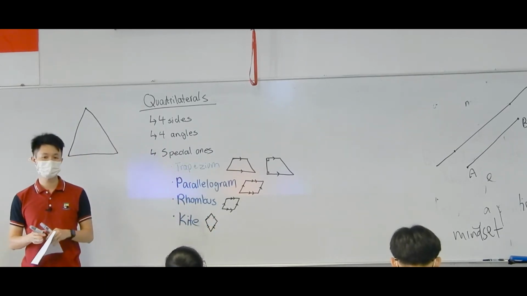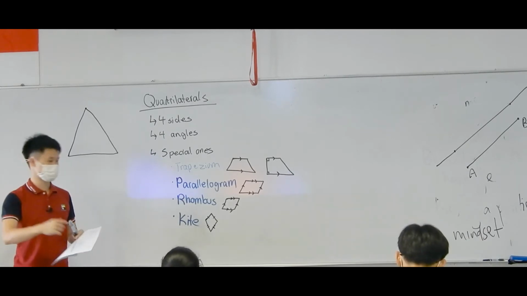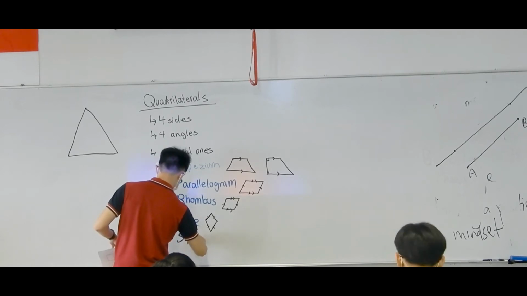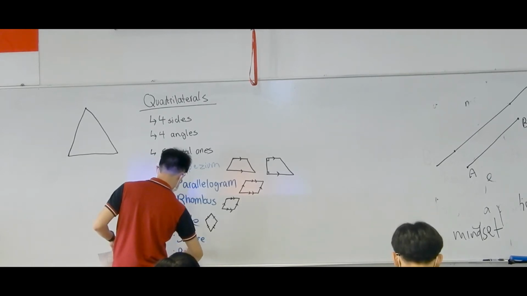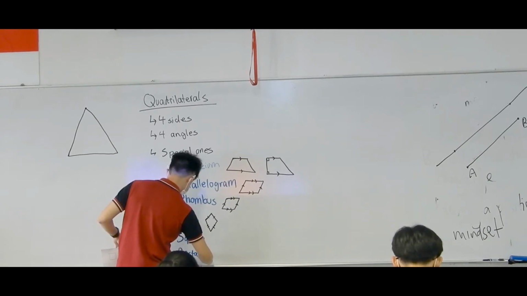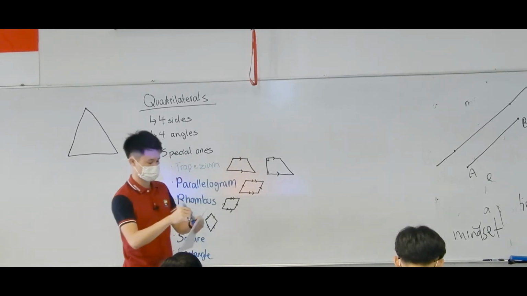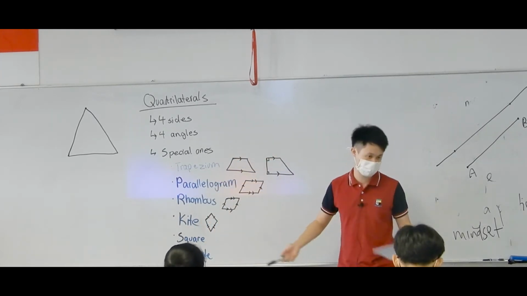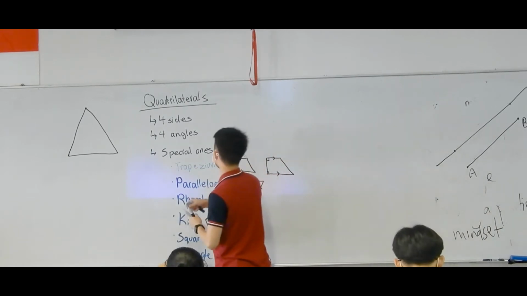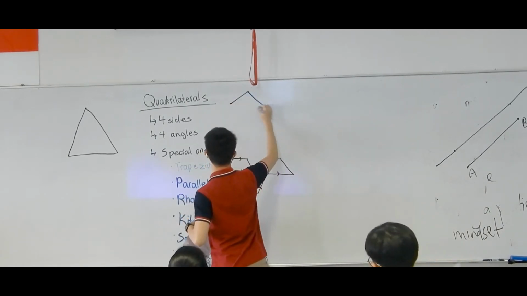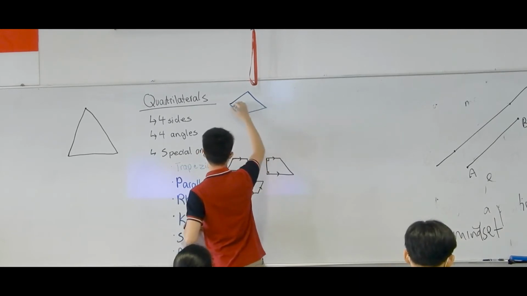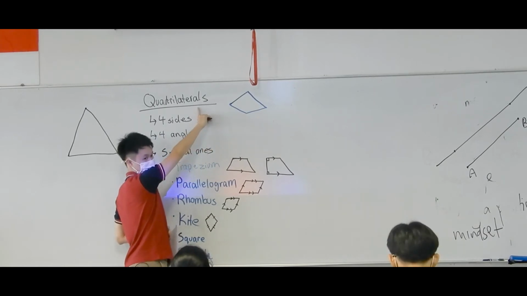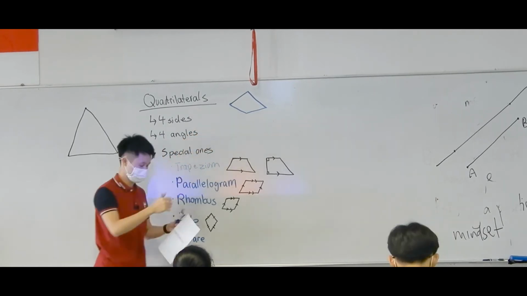Any more? Square, the basic one you all never say. You all say all the difficult ones. Square and rectangle. I don't need to draw these 2. This is quite simple. Now, any quadrilateral that does not fit any of these, we just call a quadrilateral. For example, I can have anything that is a 4-sided shape. This doesn't fit any of the criteria here. This is still considered a quadrilateral.